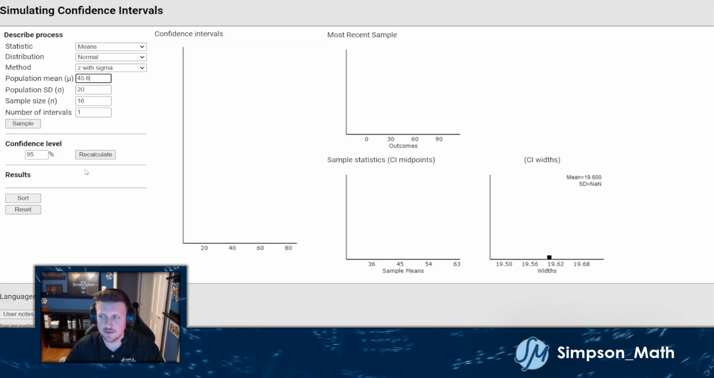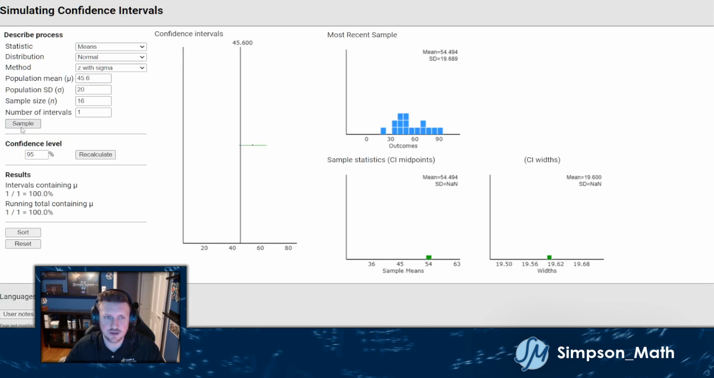And I'm just going to say, hey, give me just one of these. So when I do it, it just produced this sample that we see over here. It has a mean of 54.494. This mean would be X bar. This is a sample standard deviation, S. And then when we produce the confidence interval, it goes from 44.7 to about 64.3. Now, it's not quite plussing and minusing 10.